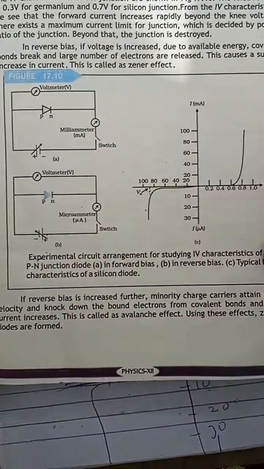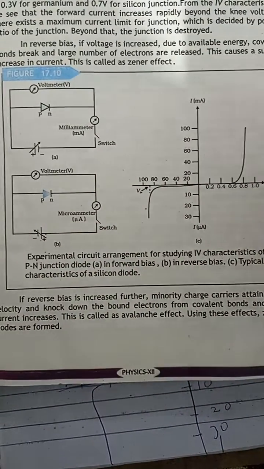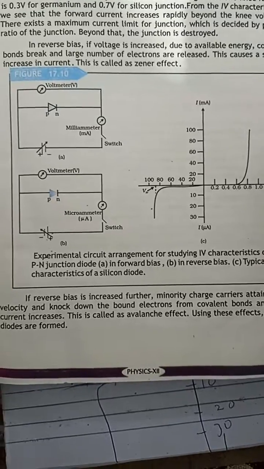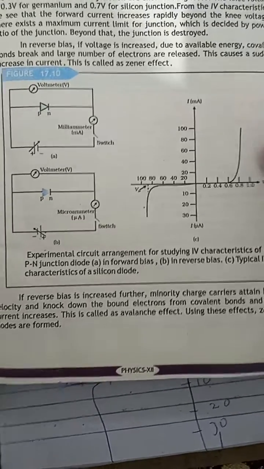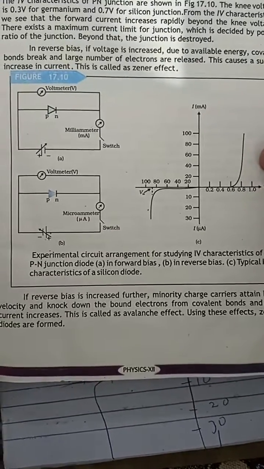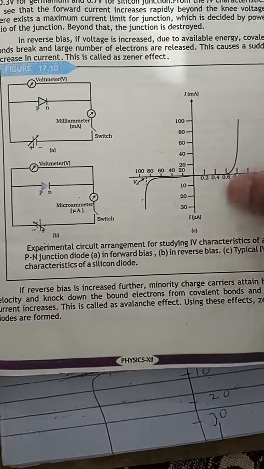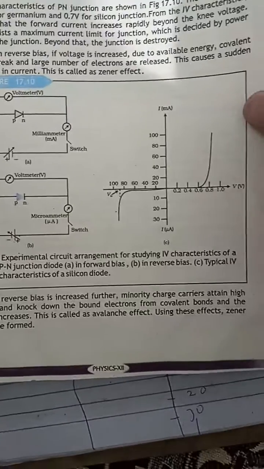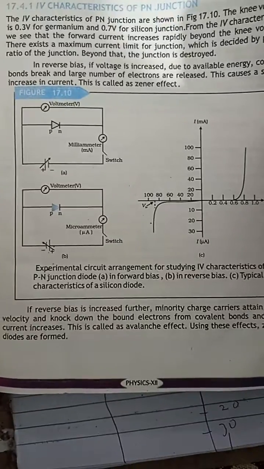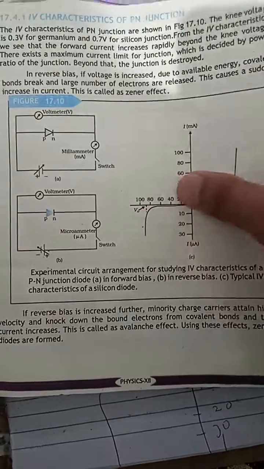And if the reverse bias is increased further, with more energy there will be more bursts of electrons. They will gain more velocity, and more covalent bonds are going to break, so that's the avalanche effect. During these effects, Zener diodes are formed.